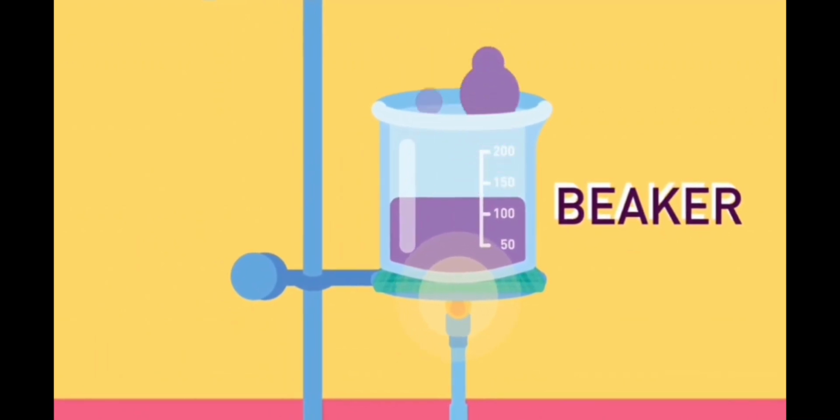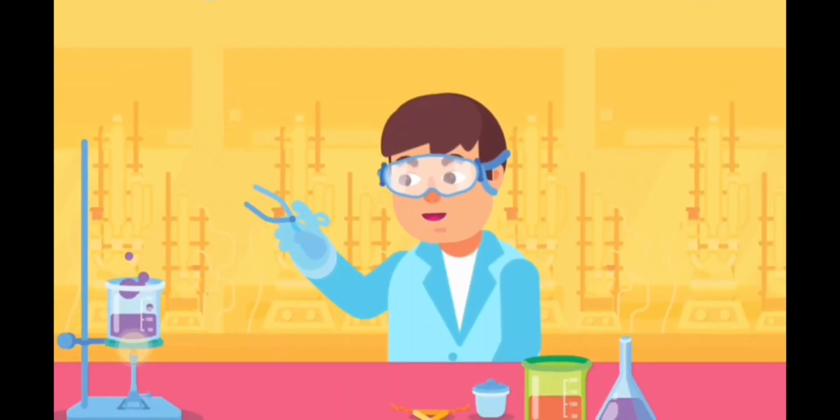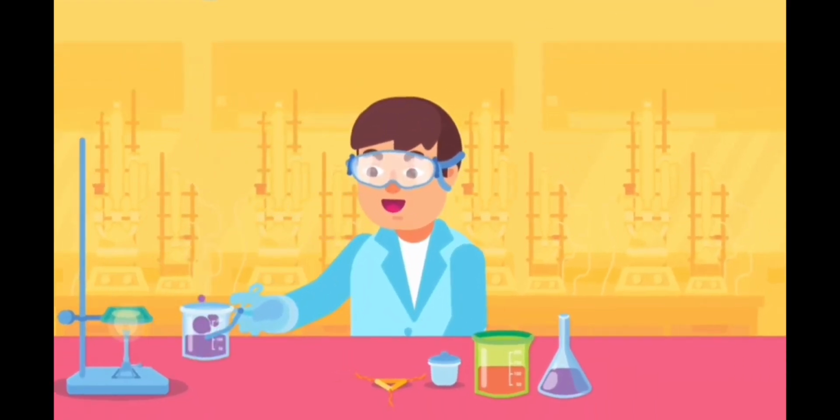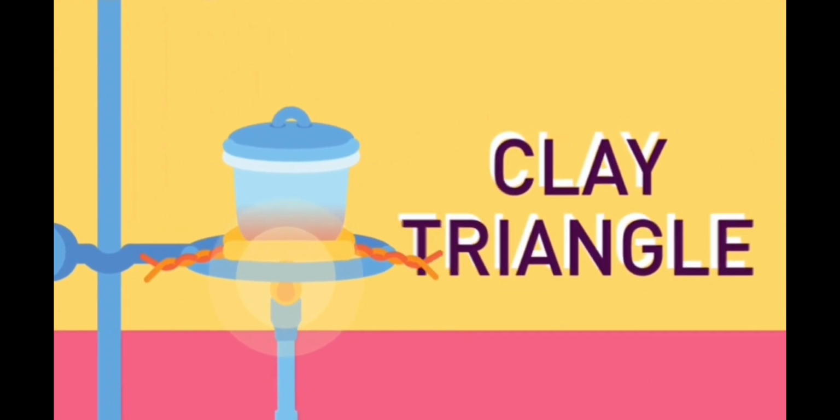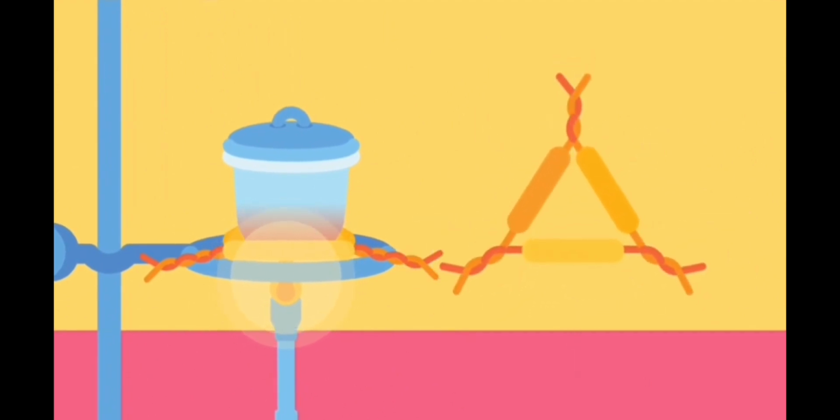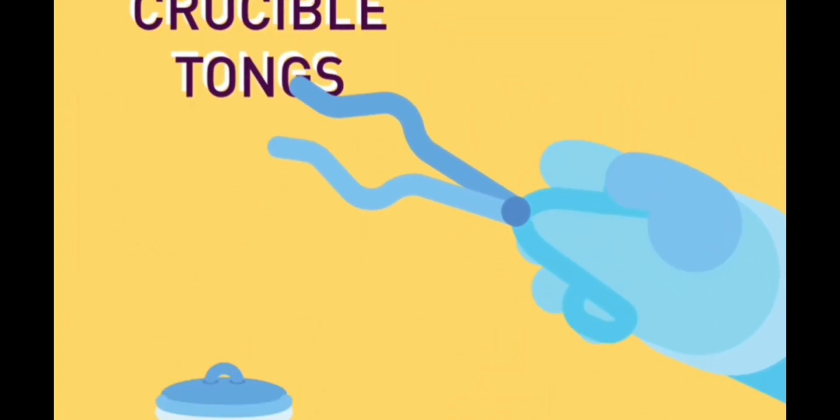Beaker. A beaker is glass apparatus used to hold, mix and heat liquids. Beaker tongs. Metallic and looks like a scissors' older sibling. Beaker tongs is used to handle beakers. Crucible. A ceramic pot used for holding chemicals during heating at very high temperatures. Clay triangle. A metallic triangle used to support a crucible during heating. Crucible tongs, used to hold crucibles.